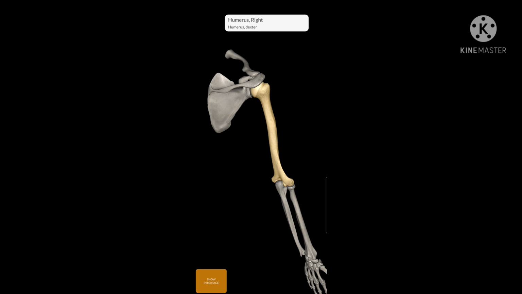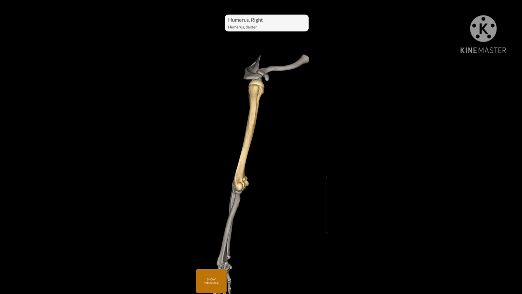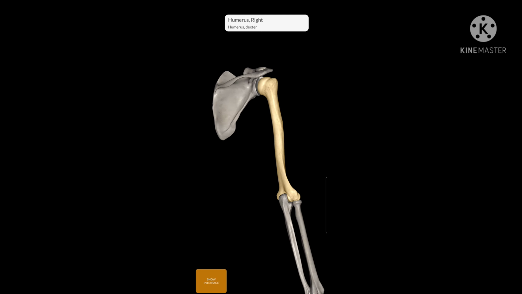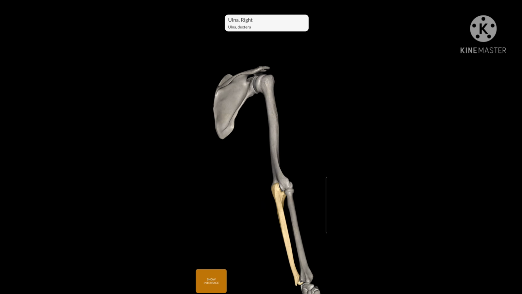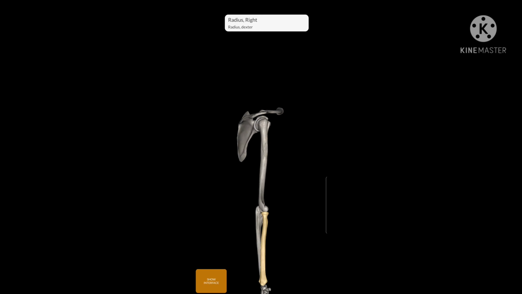Today I am going to deal with the humerus, that is the 3D model. As you can see in front of the screen, what you can see is the humerus. This is the 3D part, and this humerus is attached to the scapula, and the scapula is attached to the glenoid cavity. This glenoid is a part of the scapula, and the other two bones, that is the radius and ulna, are attached to the humerus.